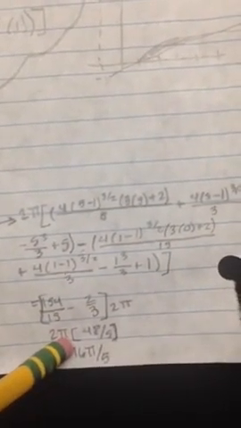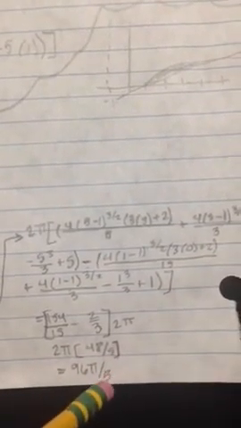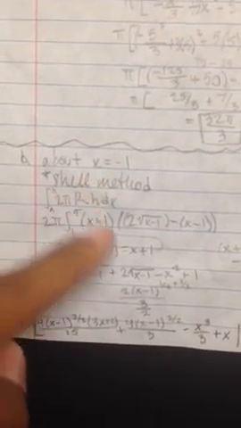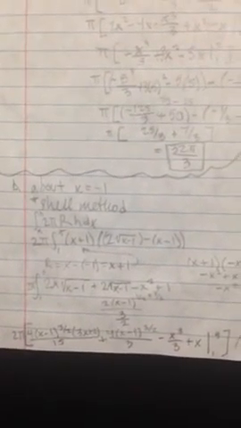And 2 pi times 48/5 equals 96 pi over 5. So that is the final answer for this solid being rotated about x equals -1.